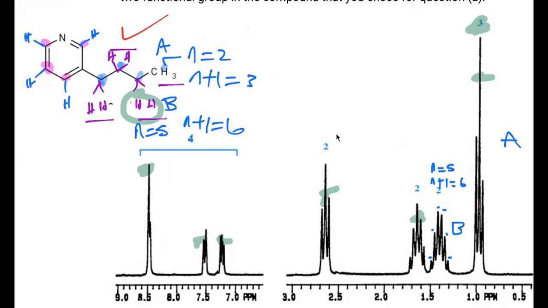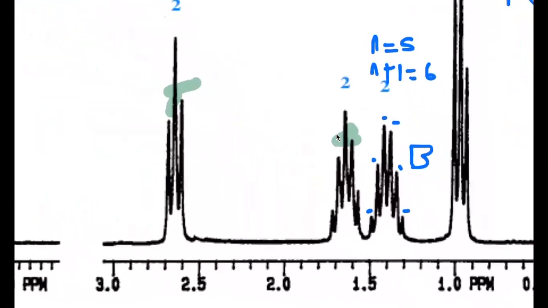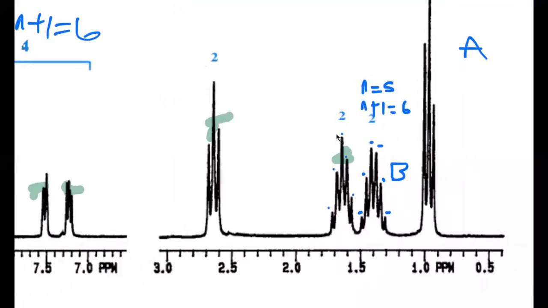All right, now let's look at the next signal. How many lines is that split into? Let me zoom so you can count them. It's 1, 2, 3, 4, 5 lines. You follow me? So what's the number of neighbors for that set of protons? How many protons are going to be around it if it's 5 lines? 4, right? So for that signal, N is going to be 4. N plus 1 is 5.